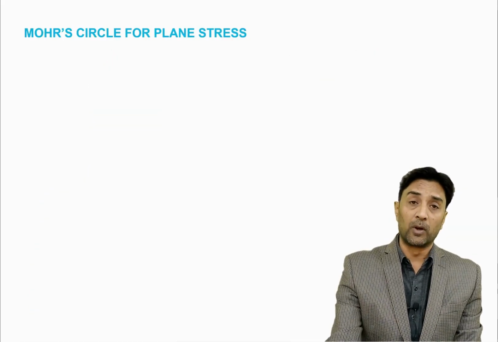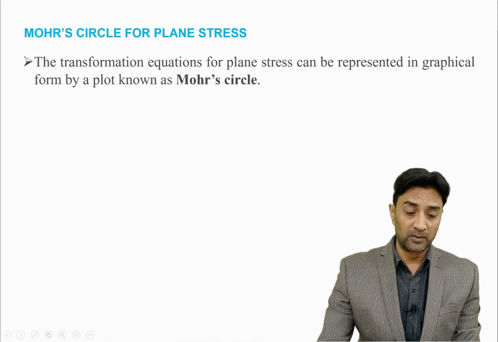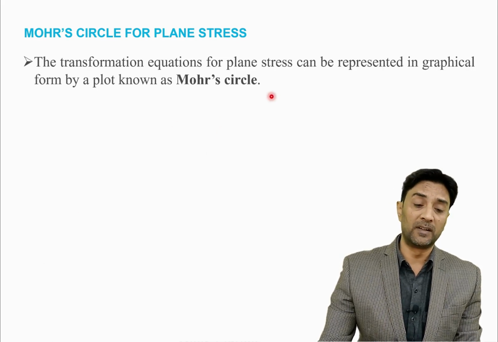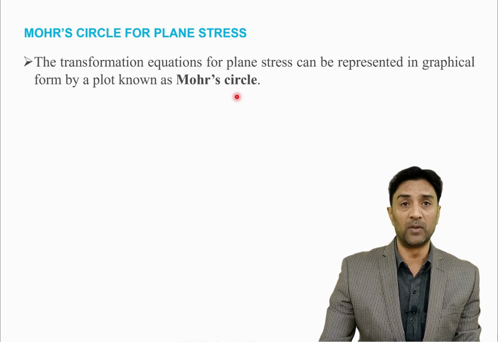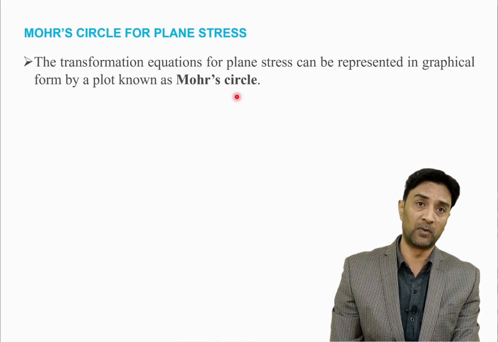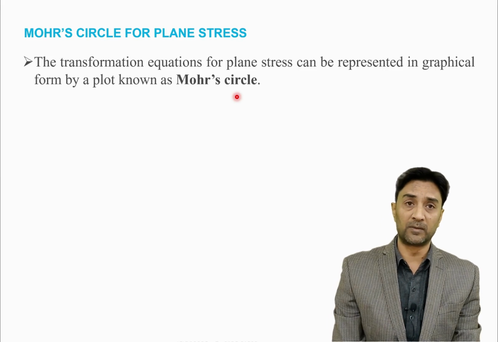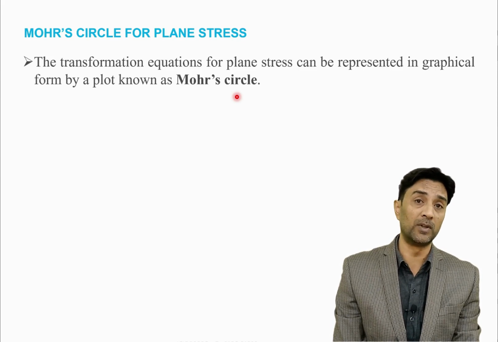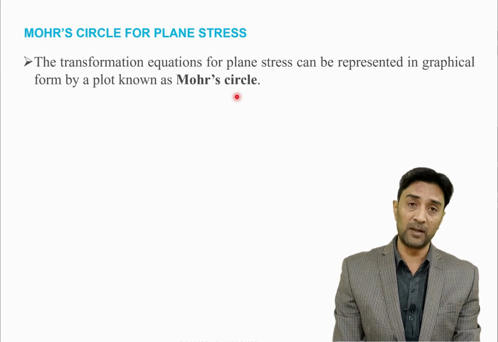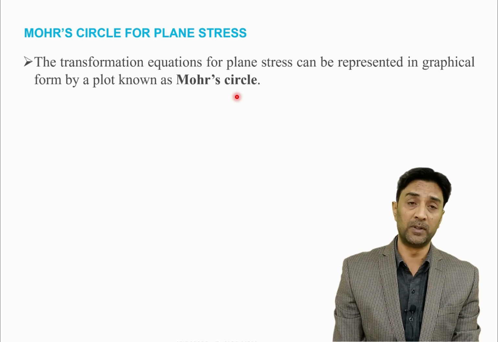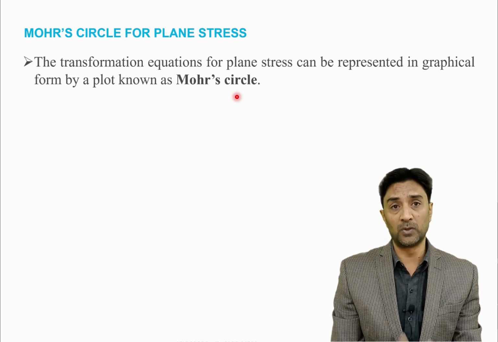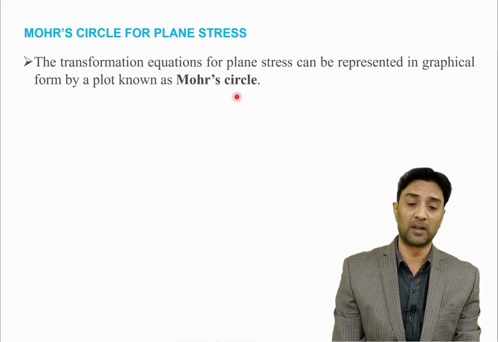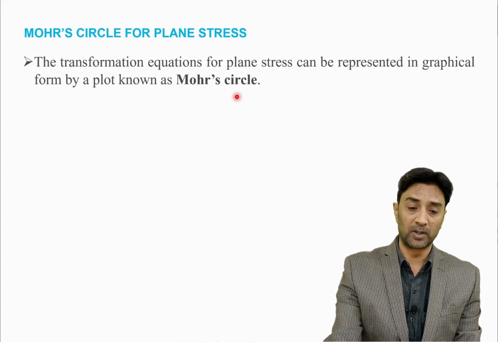So what is the Mohr circle for a plane stress? The transformation equations for plane stress can be represented in a graphical form by a plot known as Mohr circle. Whatever we have developed so far was in mathematical form. Now we'll be representing those equations in a graphical form, and then we will be in a position to visualize all those transformations on a plane, particularly in the form of a circle. And that circle is in fact the Mohr circle.